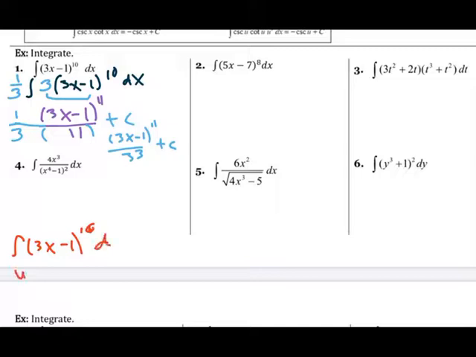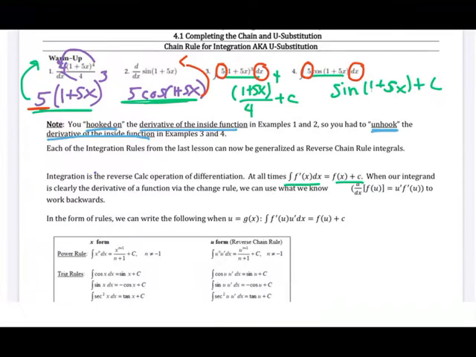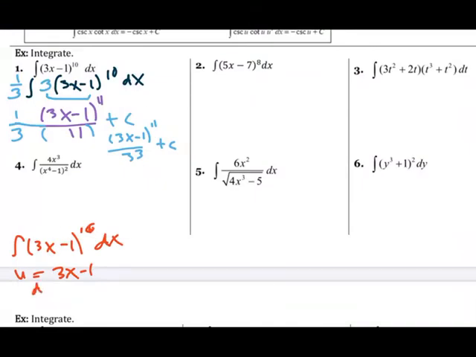If you let u equal 3x minus 1, then du equals 3 dx, or dx equals du over 3. So then our integral would become the integral of u to the 10th power times du over 3. And this 3, we could actually just move out front. So this would become u to the 11th over 11, and then the 1/3 comes in.